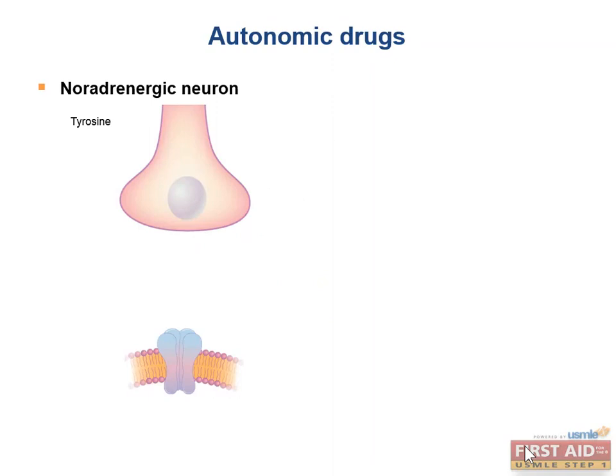How are the catecholamines synthesized? The noradrenergic synapse is where the catecholamines, such as dopamine and norepinephrine, are synthesized, assembled, packaged, and released. First, the amino acid tyrosine, which is a precursor for all catecholamines, is transported inside the nerve. Once inside, this tyrosine is converted to dopa, and then it's converted to dopamine.